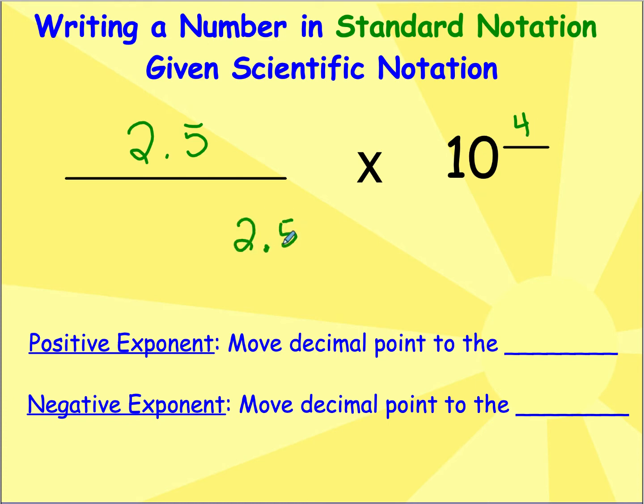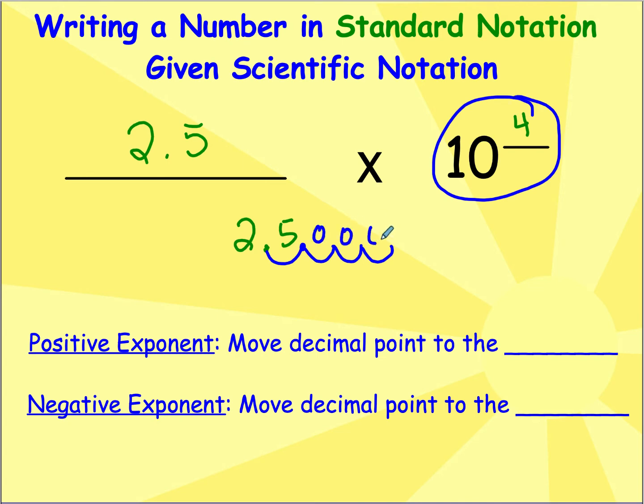Okay, so there are some easy things we can do. Every time we multiply by 10, it moves the decimal point to the right 1. Because 2.5 times 10 is 25. 25 times 10 is 250. And then I keep doing it. I've done it 1, 2, 3, 4 times, because that's what this means: multiply by 10 4 times.